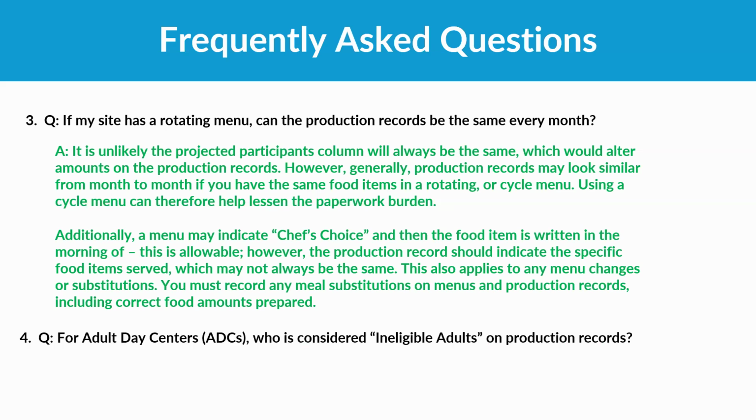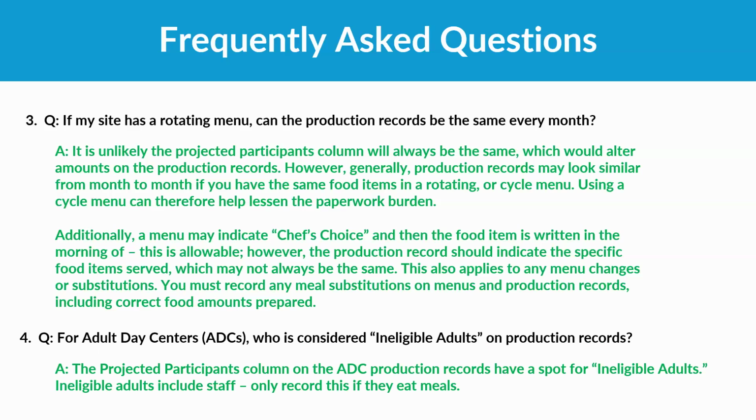Okay, and then the last question is for our adult daycare centers. The production record does indicate an area for ineligible adults, and so who is considered ineligible adults? So this is simply the projected participants column on the ADC, the Adult Daycare Center production records, that have a spot for the ineligible adults. This is simply adults that are staff.